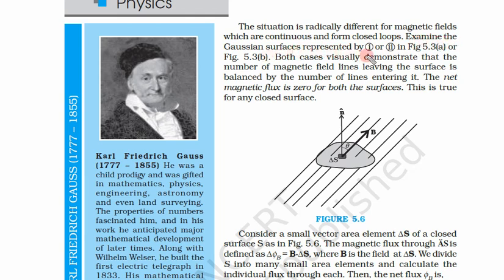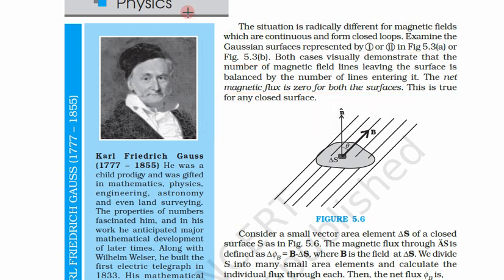Examine the Gaussian surfaces represented by 1 and 2 of figure 5.3a, that means the bar magnet, or 5.3b, that means the solenoid. Both cases visually demonstrate that the number of magnetic field lines leaving the surface is balanced by the number of field lines entering it. The net magnetic flux is 0 for both surfaces. We will take the example of a bar magnet and see both surfaces 1 and 2, and we will find that the net magnetic flux is 0 for both. This is true for any closed surface.